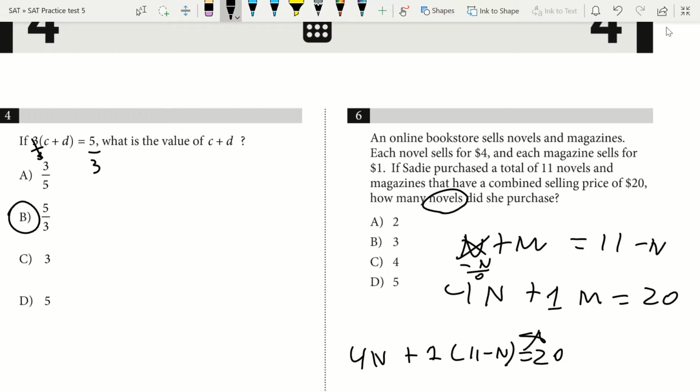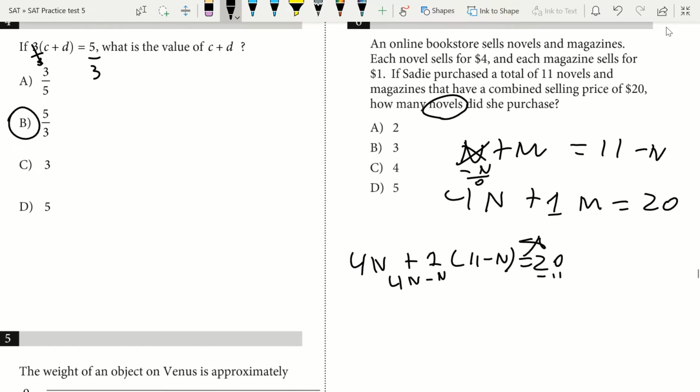So now we'll have 4N minus N, which will give us 3N, and then we'll have plus 11 on this side, but we're going to subtract it. So we have 20 minus 11, right? We subtracted that 11 from both sides. So now we're left with 9 equals 4N minus N, which is 3N. So we know our N will equal 3. So our answer is going to be B.